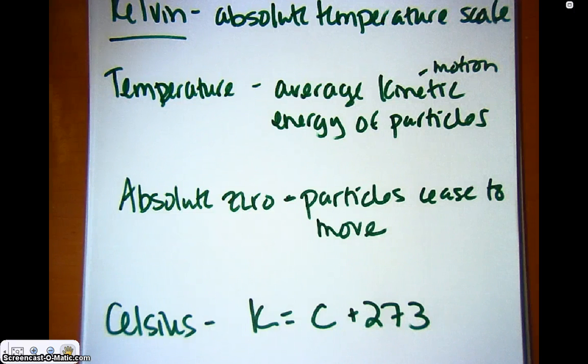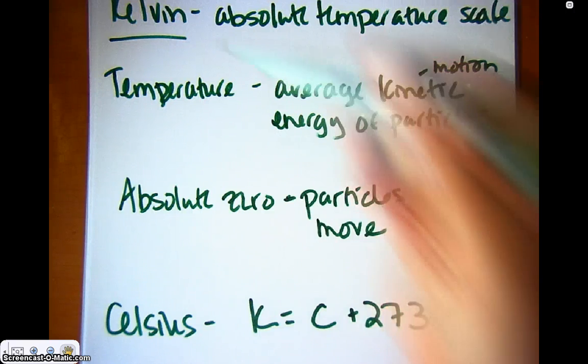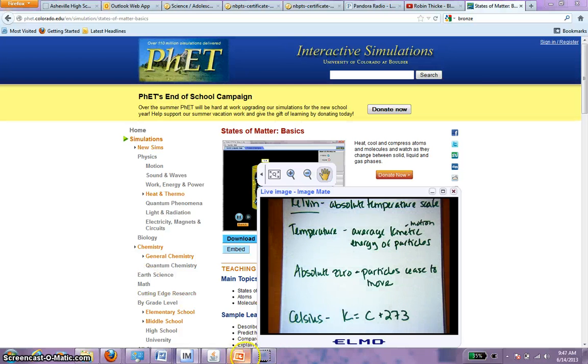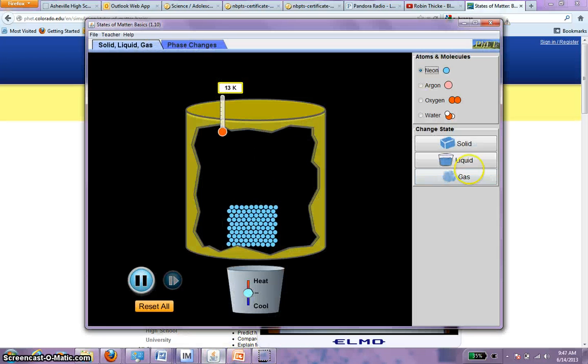Let me show you a little simulation to demonstrate the Kelvin temperature scale and this idea of motion being equivalent to temperature. If we look at this simulation, here's the thermometer, and it's in Kelvin, so that's what the K means. Here I have a solid substance, and you can see how the particles are vibrating in place. They have some motion.